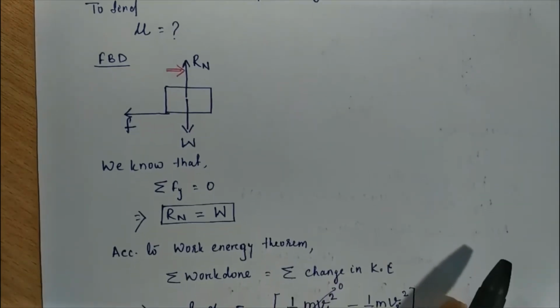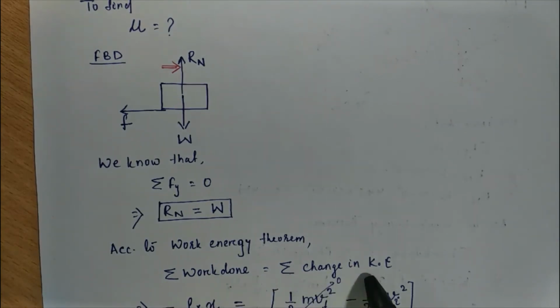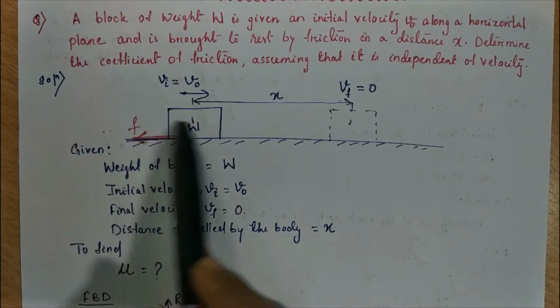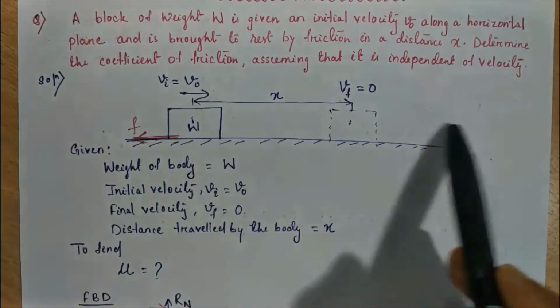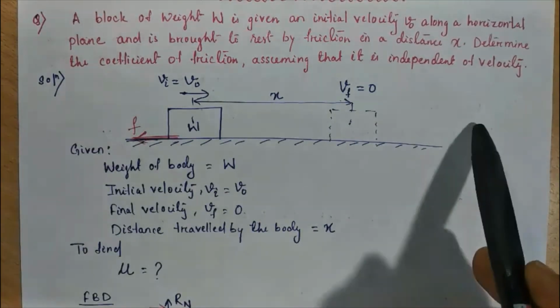Now we consider the work-energy theorem. According to the work-energy theorem, we know that the work done by the body is equal to the change in kinetic energy. So work done is equal to change in kinetic energy. Work done means force into displacement, right? Along which direction is the displacement? That is along the x direction, or you can say along the horizontal plane.